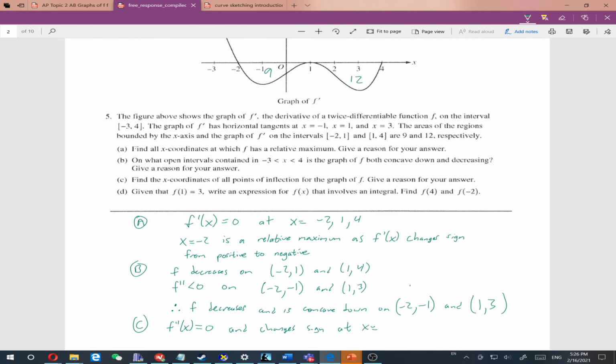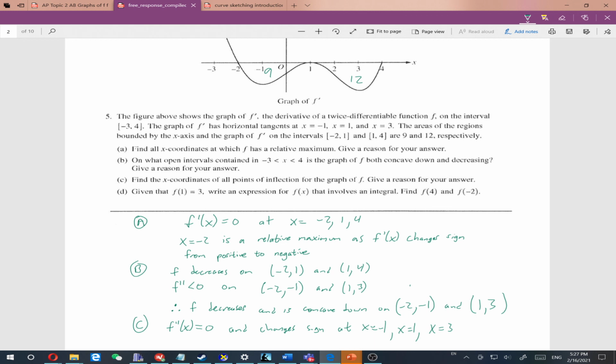At x equals 1 and x equals 3. Okay, and x equals -1 also. Okay, x equals -1, x equals 1, and x equals 3. Okay, cool.